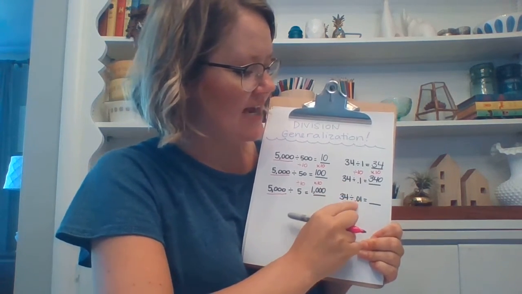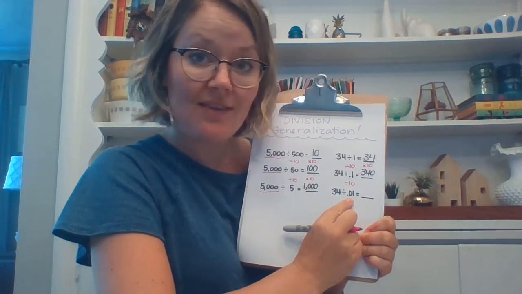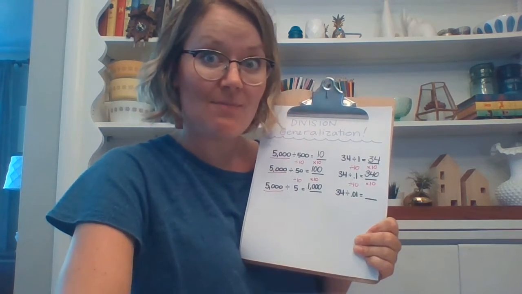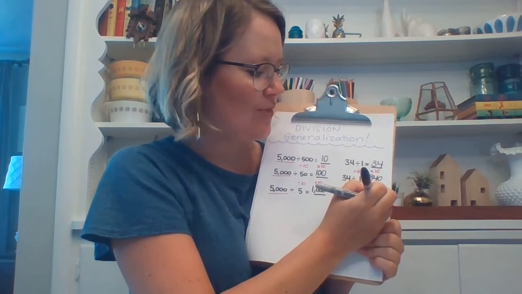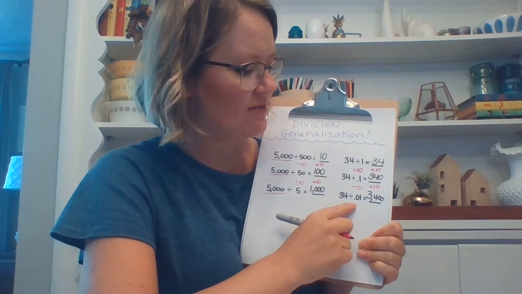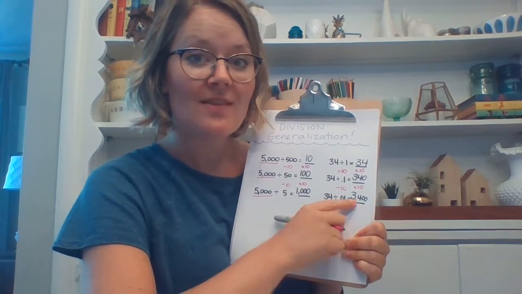Here I divided the 1/10 again by 10 to get 100th. So therefore I have to multiply 340 by 10 to get 3,400. So 34 divided by 100th is 3,400. Now there are a lot of patterns here that I'd love for you to stop and think about because it will make dividing with decimals a lot easier.